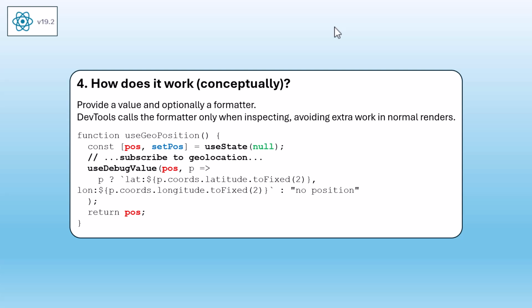What's important is that your hook remains declarative and free of side effects. For this purpose, you're not mutating state just to enable debugging. Instead, you're signaling metadata to the development tool. Also worth noting, if there is no formatting function, the raw value is displayed. If you do supply a formatter, it only executes when DevTools inspects the hook, meaning you avoid wasting performance on formatting when not needed.